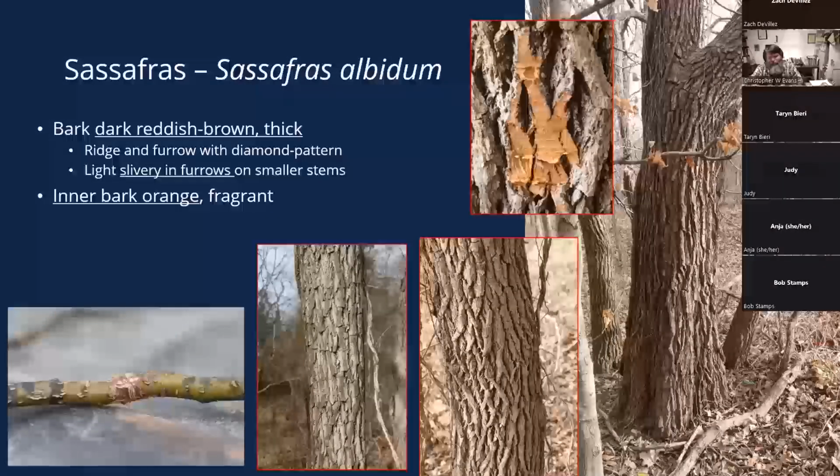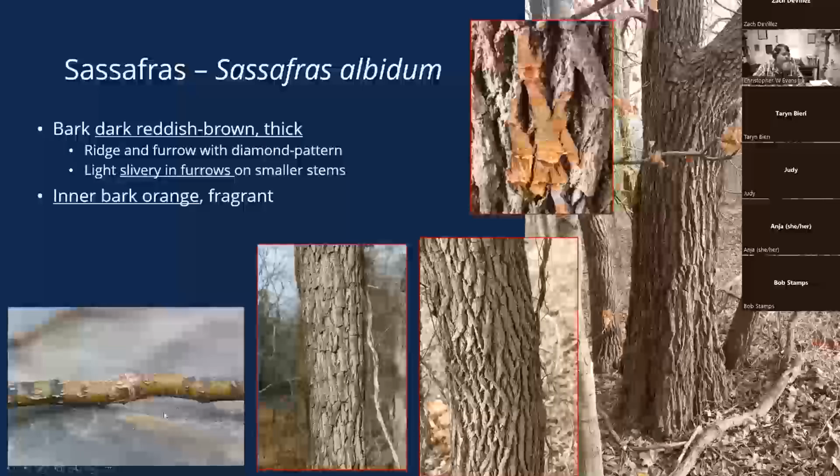A lot of people have an easy time identifying sassafras when the leaves are on or when they're young, and don't really recognize them as they get bigger. They may mistake them for anything from walnuts to hickories, just because of that thick furrowed diamond-shaped bark. But really it's that reddish brown color of the bark, and when you slice into it, that burnt orange coloration really stands out for sassafras.